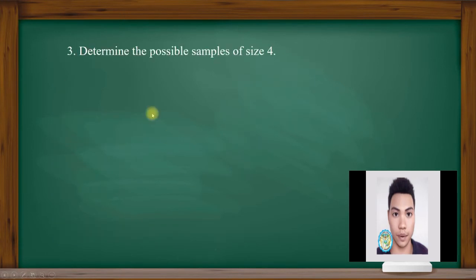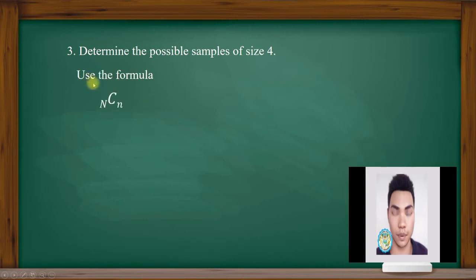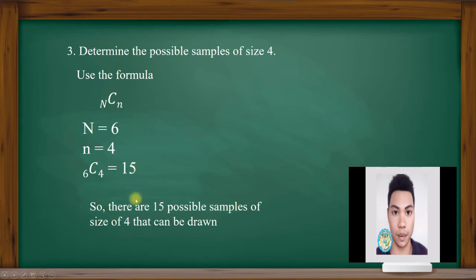Third step, we have to determine the possible samples of size 4. So we're looking for samples of size 4 in our given example or problem. Use the formula NCn, which I taught last time. Capital N is 6, which is the 6 teachers, and small n is the sample size 4. So the possible number of samples is equal to 15. There are 15 possible samples of size 4 that can be drawn.